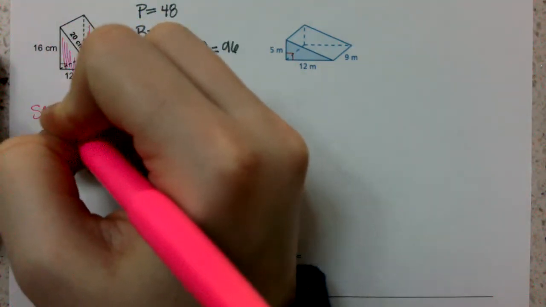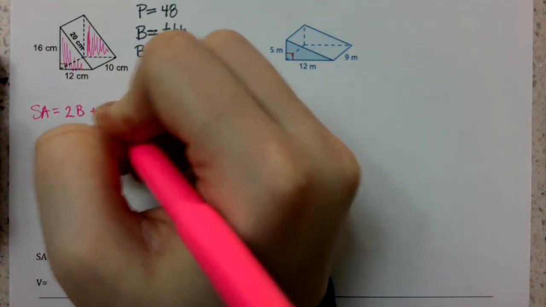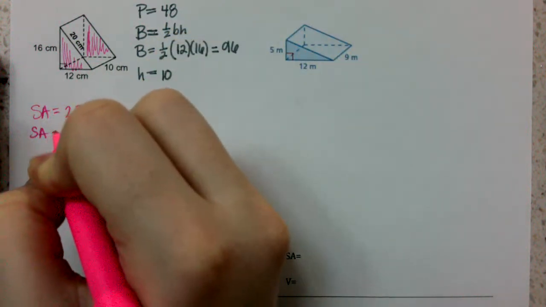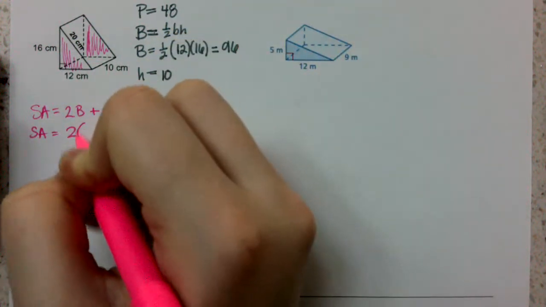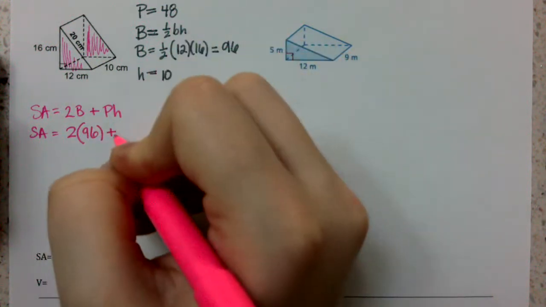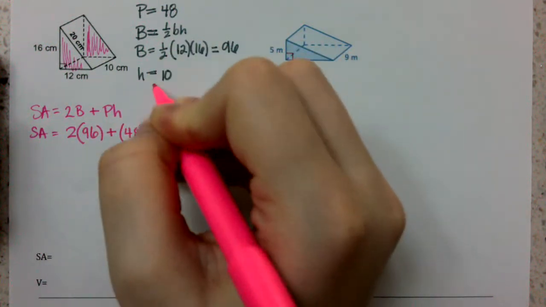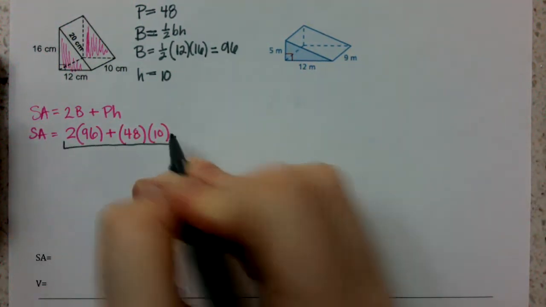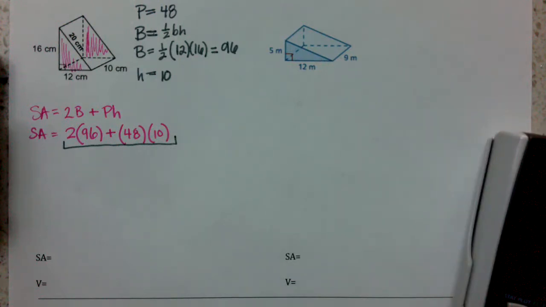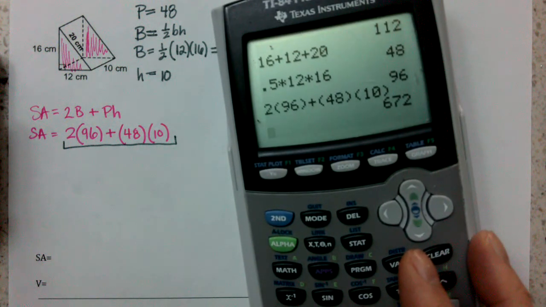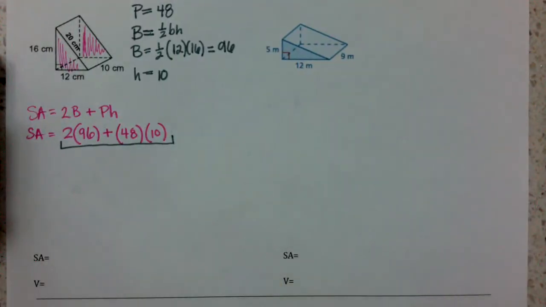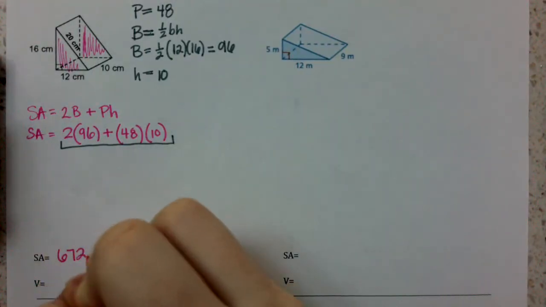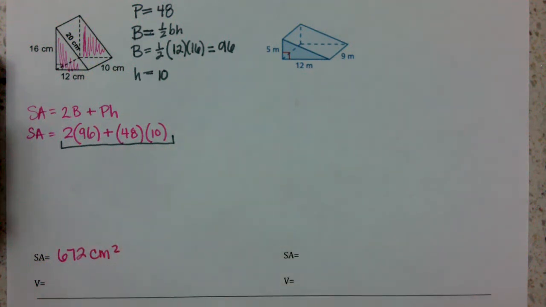So surface area, we have 2 of the bases plus the perimeter times the height. Well, my base is 96. My perimeter is 48. And my height is 10. Plug all that in to get 672. And this is in centimeters squared because it's surface area.